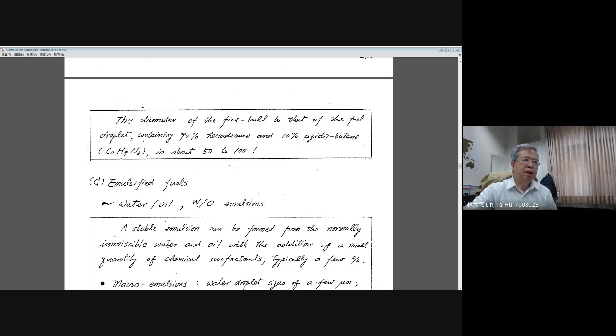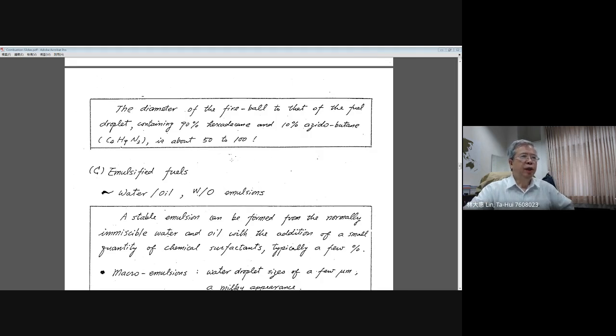Here this is C4H9N3. When they have a micro explosion, they find the diameter of the fireball is almost 50 to 100 times that of the original droplet without micro explosion, which means at least the power of micro explosion in some applications is very strong, and can be used to make small droplets in the major combustion region and to achieve complete combustion.